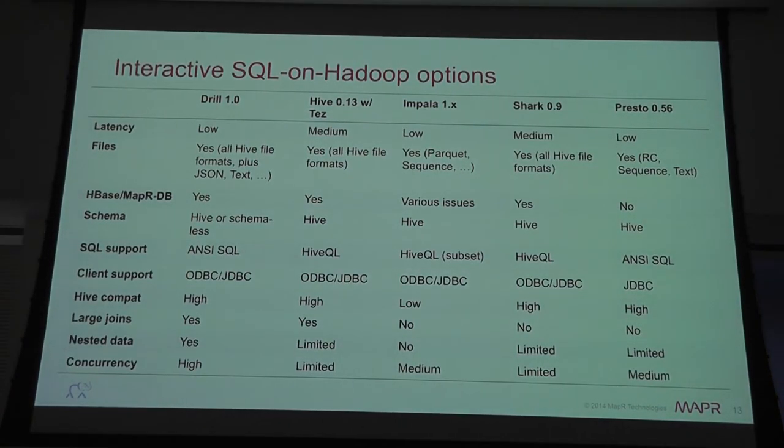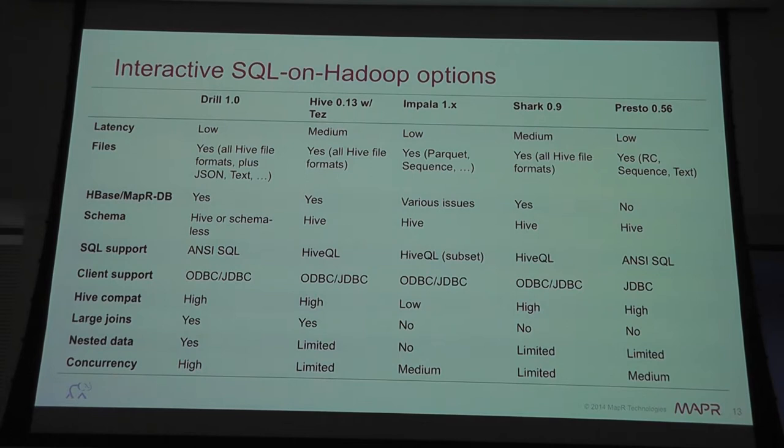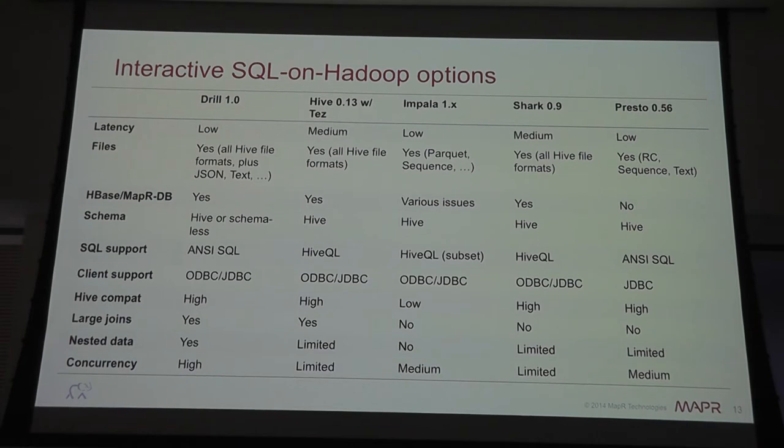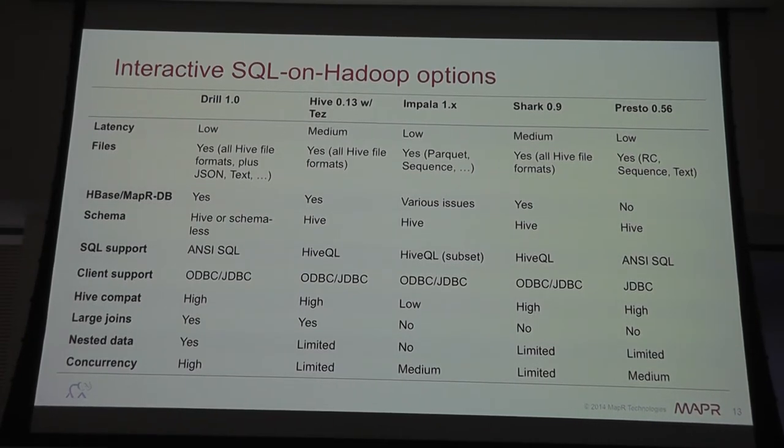So, just a general landscape picture for you, I'm not going to read any of this off. I will make the presentation available afterwards if you want to pore over all of this data. But basically, you get the best mix of features and functionality with Drill. The only other thing on here that has ANSI SQL support is Presto. Presto was released about a year and a half ago, roughly, by Facebook.